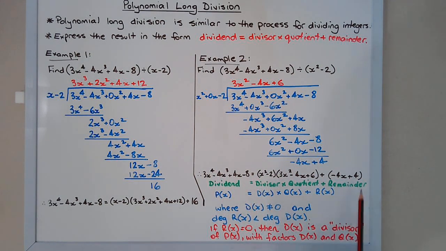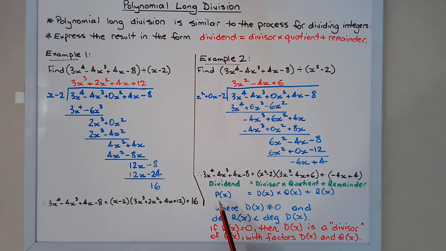So we could write this in the form dividend equals divisor multiplied by quotient plus remainder. So 3x^4 minus 4x cubed plus 4x minus 8 is equal to (x squared minus 2) multiplied by (3x squared minus 4x plus 6) plus, and notice I've written the remainder separately in its own set of brackets, (negative 4x plus 4).